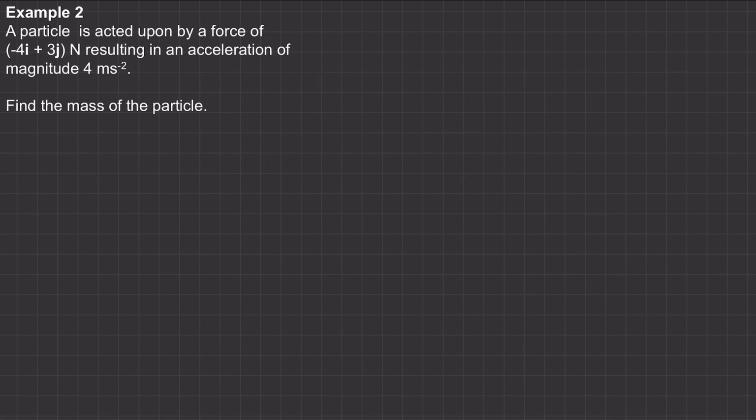Okay, so in example 2, we're told that a particle is acted upon by a force of -4i and 3j, resulting in an acceleration of magnitude 4 meters per second squared. And we've been asked to work out the mass of the particle. So we'll sketch our diagram. We have our particle, and the force is acting in a direction of negative 4i plus 3j. So we'll label this as negative 4 and 3 in column vector form. We'll label it Fr. And this is causing the particle to accelerate in this direction. And the mass of the particle is m.